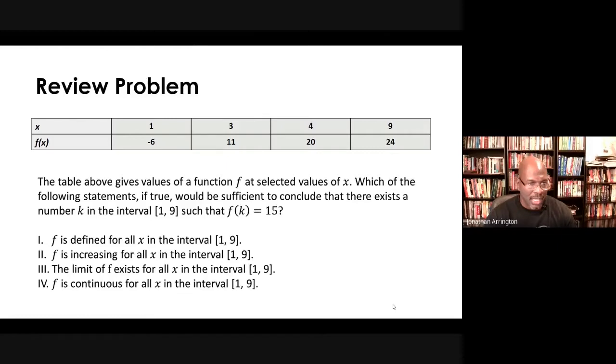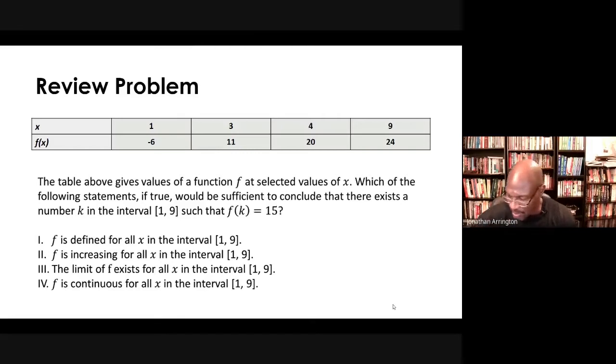This is talking about there exists a number k, and that's what it gives us. And this number k is in the interval from 1 to 9. That's the interval of my x values. And f of k is 15. That's a number between -6 and 24, which are my two endpoints of my y values.